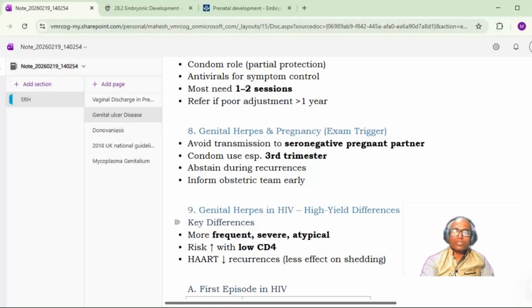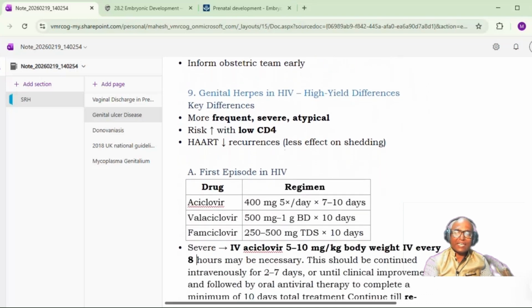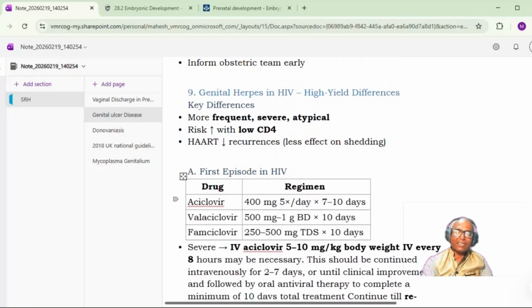Now, genital herpes in HIV patients. The difference is that it is more frequent, severe and atypical recurrence. Recurrence risk increases with low CD4 count and if the patient is not taking HAART. Here the dose is high, 400 milligram 5 times a day. Normally we give 400 TDS. Here it is 400 5 times a day and duration is 7 to 10 days. Normally our duration was 5 days only, that is for non-HIV positive patients. But for HIV positive patients, 400 5 times a day, 7 to 10 days.